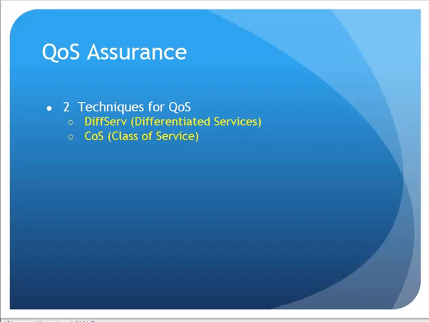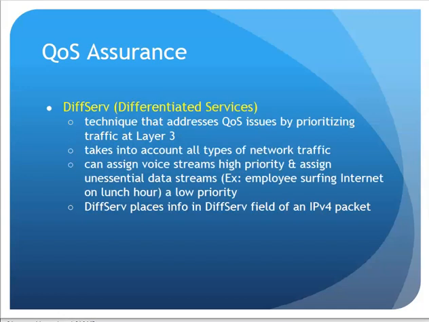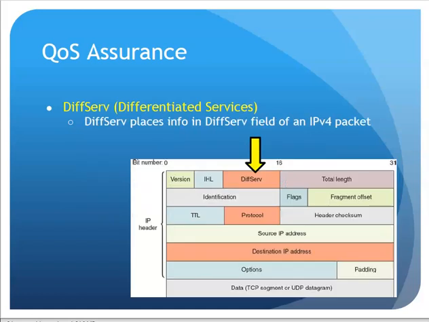Two different ways you can do quality of service: diffserv field and class of service. So let's take a look at the diffserv field real quickly again. This is looking at quality of service at layer 3, prioritizing traffic at layer 3. So it's going to take into account all types of network traffic, but can assign things like voice streams a higher priority as opposed to regular web surfing data, if you will. It does this by looking at the diffserv field in your IP4 packet.